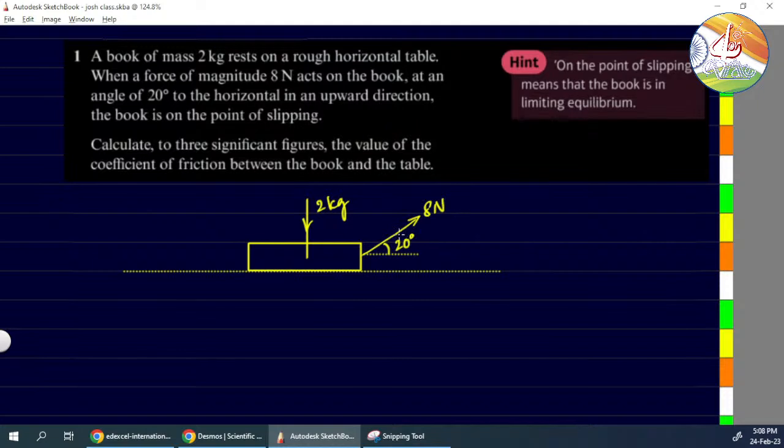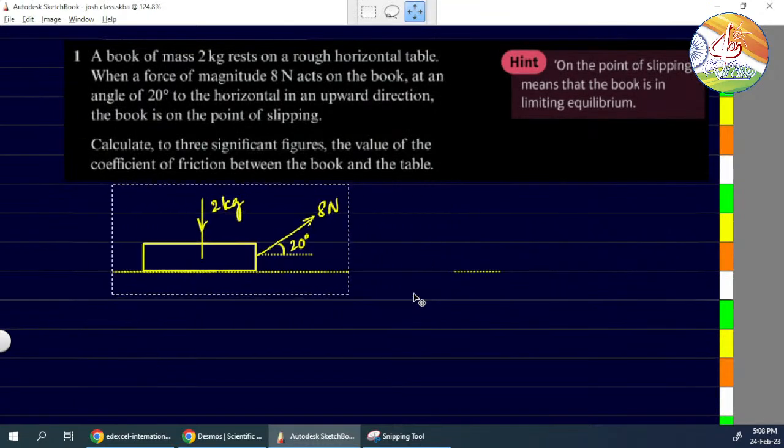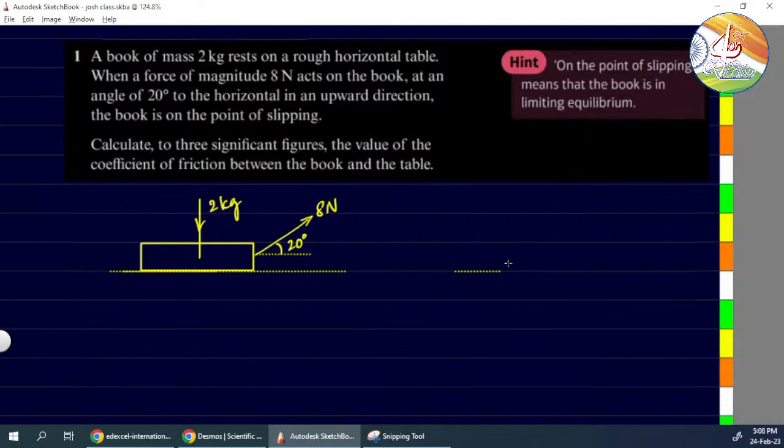The book is on the point of slipping. What is the point of slipping? Point of slipping means the friction is highest at that point. So normal reaction, let's call it R. Friction will be acting backwards, right? So friction, if it is equal to maximum friction, that means it will be mu times R, no? And what is he asking us to find? Calculate to 3 significant figures the coefficient of friction. So coefficient of friction he wants us to find.